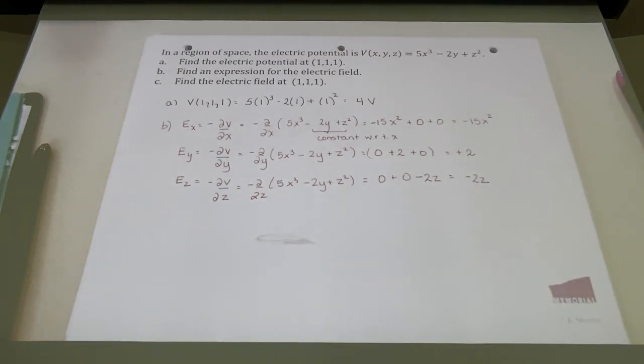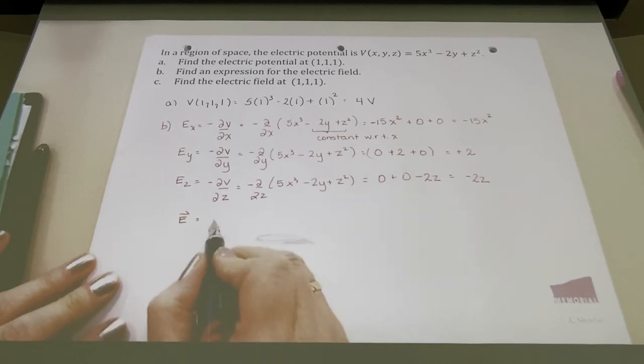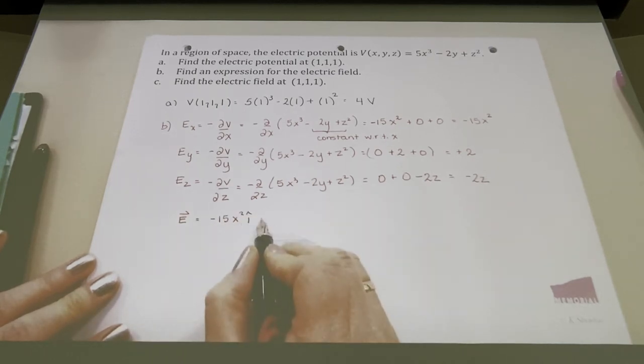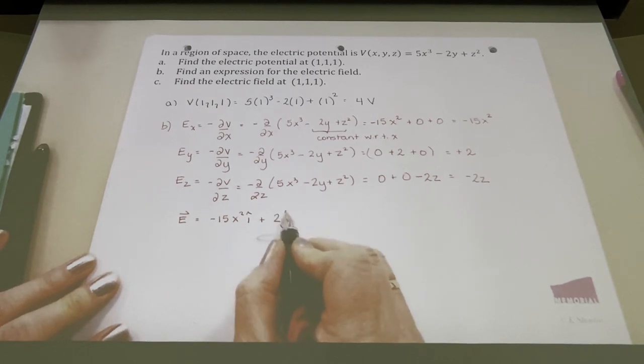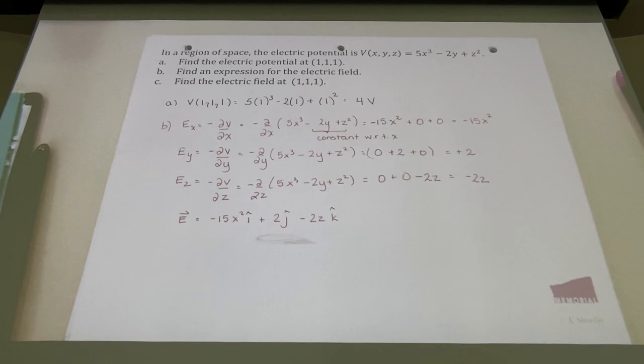So you find each of your components of the electric field. Then to wrap up and write down your answer, you have to write it as a vector. Our electric field vector is the x component in the x direction, plus the y component in the y direction, plus the z component in the z direction.